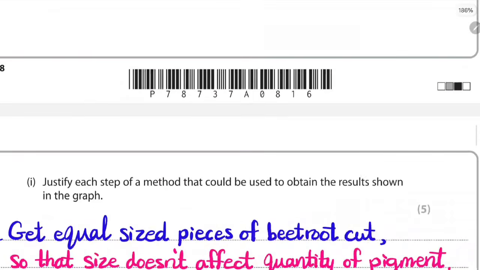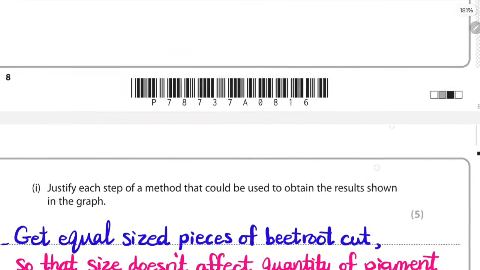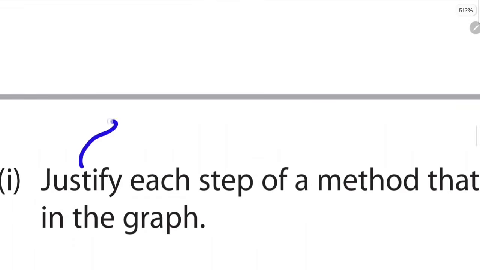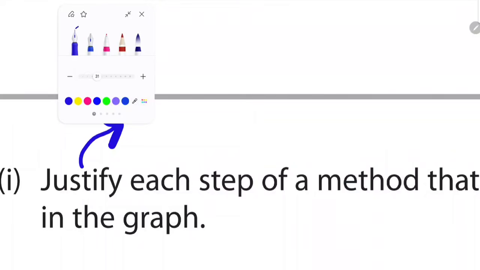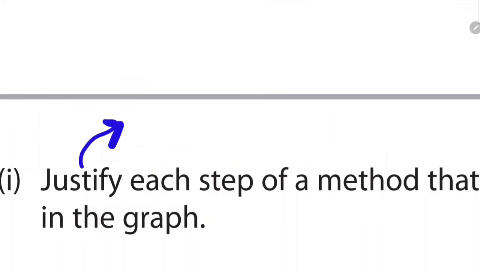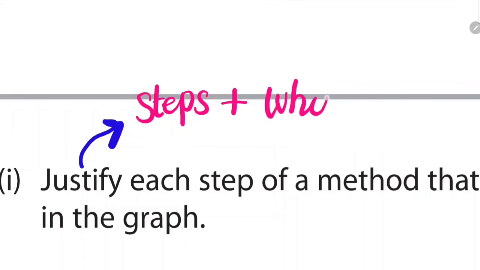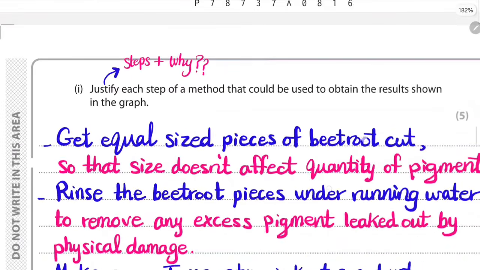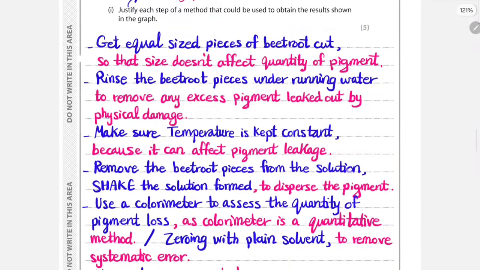Justify each step of a method that could be used to obtain the results shown in the graph. So basically, in this question that's asking us to justify, I need to state my steps that we already use. I'm going to say the steps of this experiment as we have already learned before, and add to this why we did that. So if I did every single step, I have to say, why have I done this? Or what's the justification behind this? So we could look at a sample answer following the marking scheme.